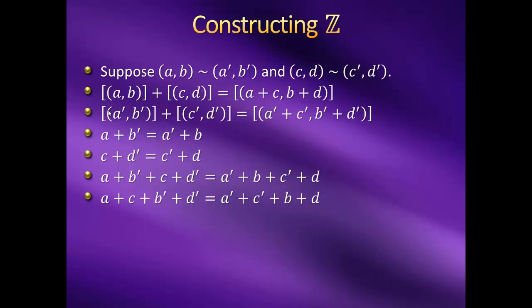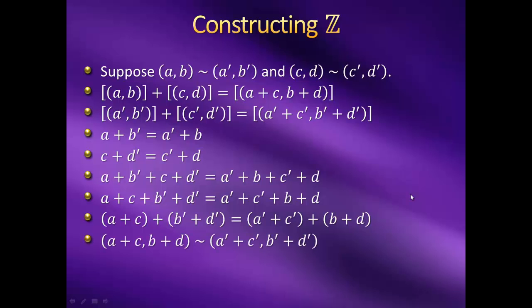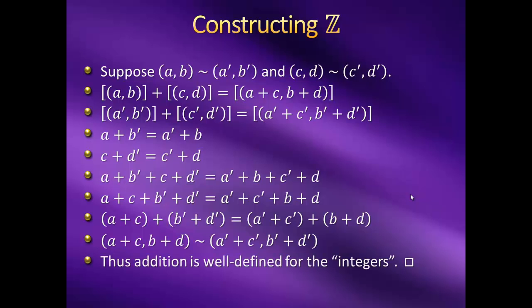Since addition of the natural numbers is also associative, we can also group the terms however we want. So let's put some parentheses in there. The sum of a and c plus the sum of b' and d' equals the sum of a' and c' plus the sum of b and d. But wait, this looks exactly like our equivalence criterion we've been using, but with the ordered pairs (a plus c, b plus d) and (a' plus c', b' plus d'). So just as we wanted to show, (a plus c, b plus d) is equivalent to (a' plus c', b' plus d'). So we can conclude that addition is well defined.